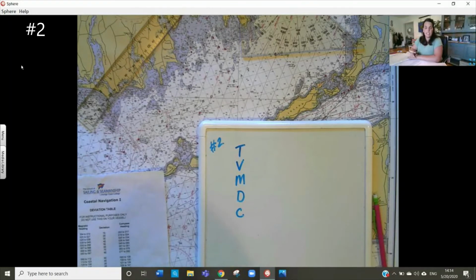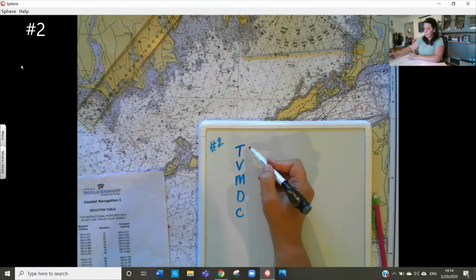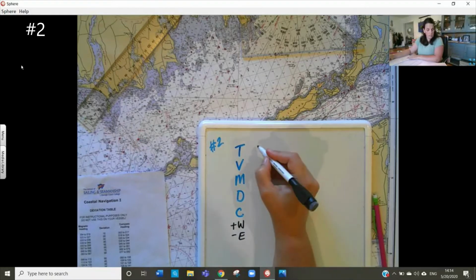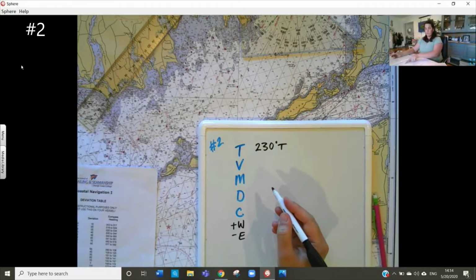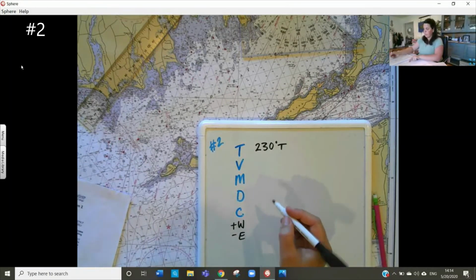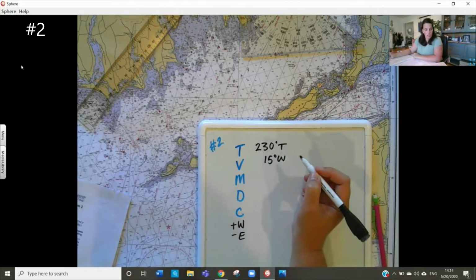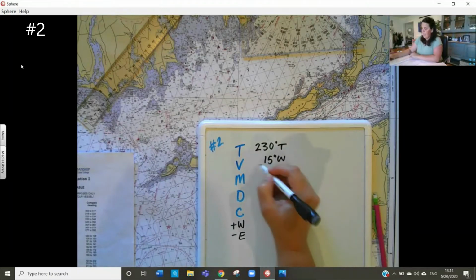Okay, so on number two, it's asking us if we are steering 230 degrees true down the sound, what do we need to steer per standard magnetic compass? So we need to convert from true to compass. Going from T to C, we are adding west, subtracting east. We have our true course of 230 degrees true. Our variation we get from the compass rose. Now you can't see it here, but we have a variation of 15 degrees west.